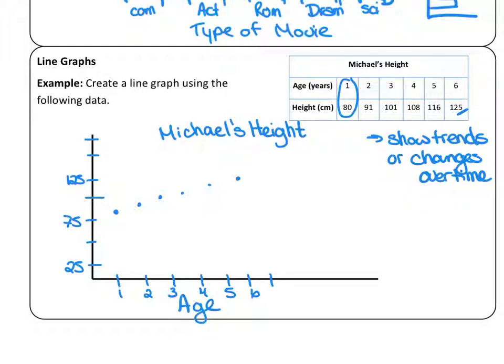So you see, with the line graph, you're just going to basically connect the dots. Just like that. Don't forget your titles. I forgot that one. And I'm going to put it in centimeters just so we know what it's measuring. Okay, and that's it. That's a line graph.